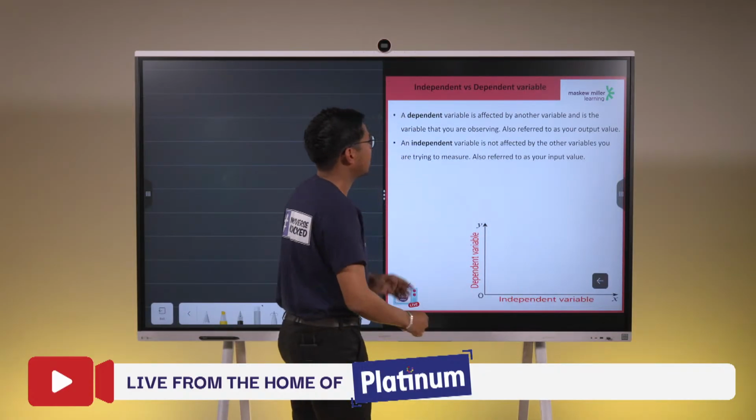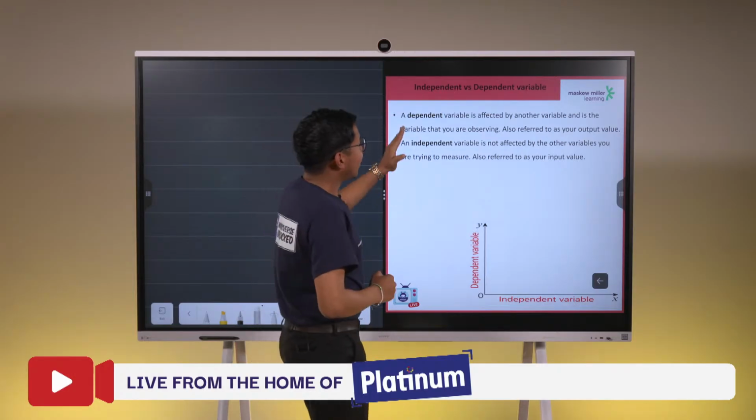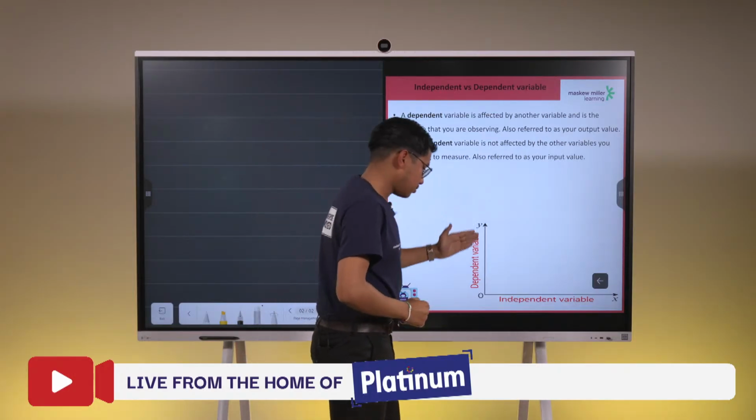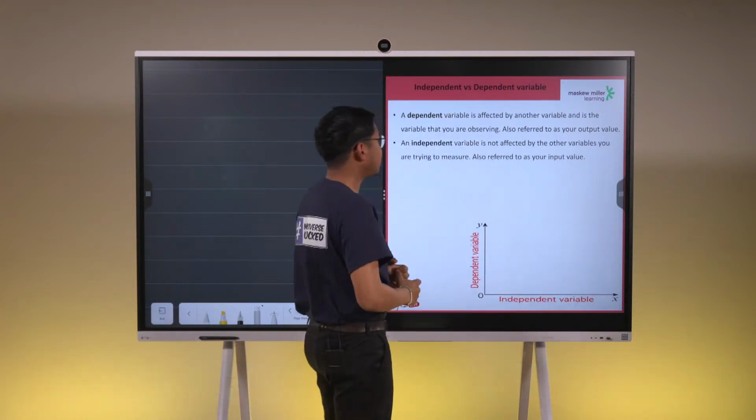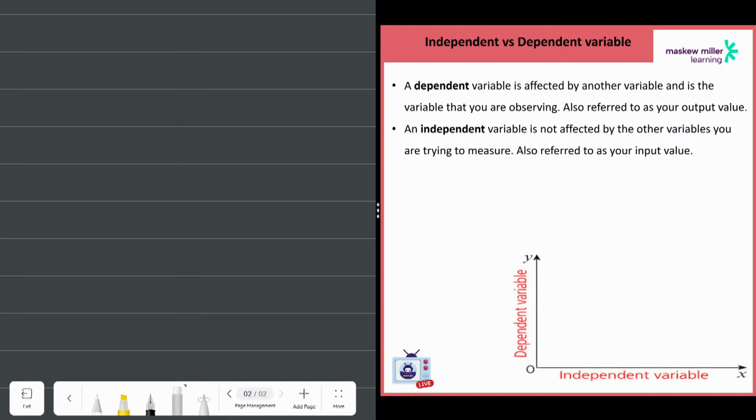Let's move on. Very, very important. A dependent variable, and just have a look at the picture I've given you at the bottom. A dependent variable is affected by another variable, and it's the variable that you are observing.